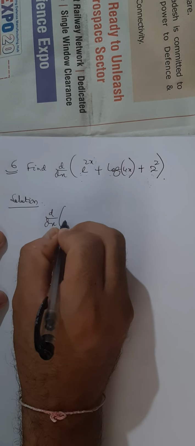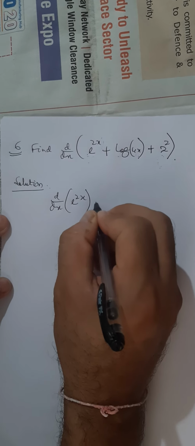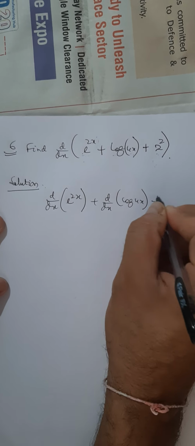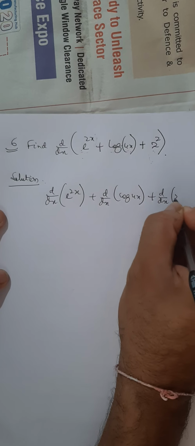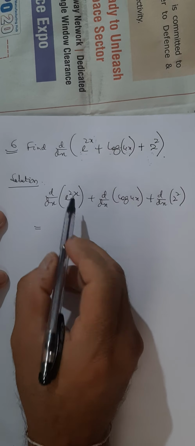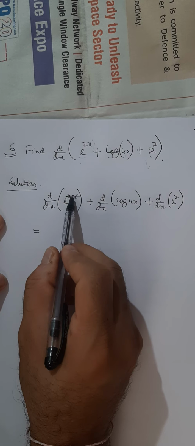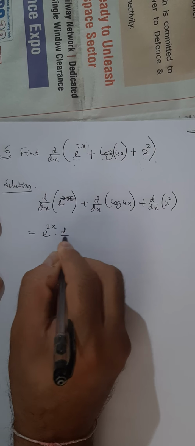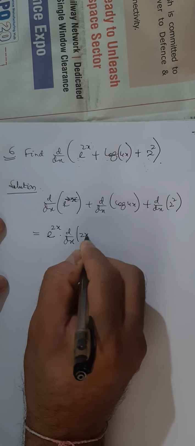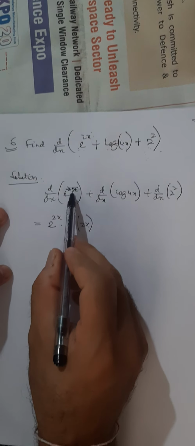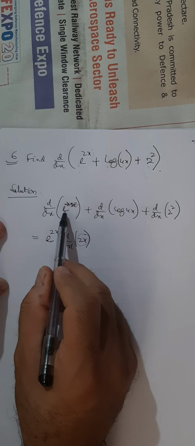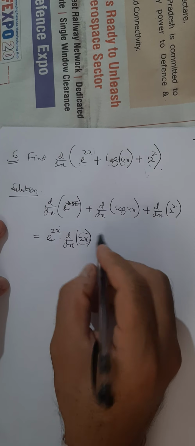So here d by dx of e raised to 2x plus d by dx of log of 4x plus d by dx of 2 raised to 2. Now what do we do? We imagine this as x. What is the derivative of e raised to x? e raised to x. So e raised to 2x into d by dx of, by chain rule, 2x. You consider this function as x, so the derivative of this. Why e raised to 2x only? You know the derivative of e raised to x is e raised to x.